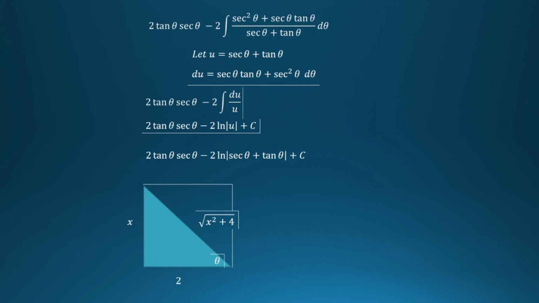And so now I'm going to replace tangent and secant in terms of x based off this right triangle. So tangent theta will be x over 2. Secant theta will be square root of x squared plus 4 over 2. And so that is my final answer.